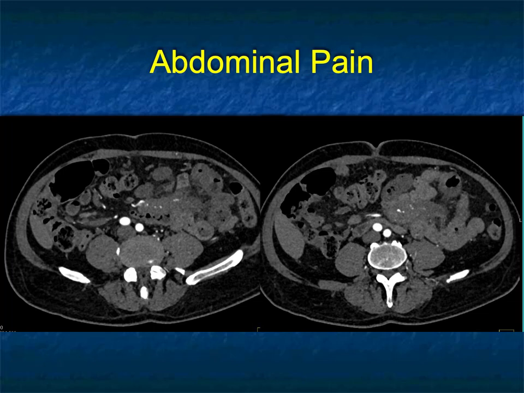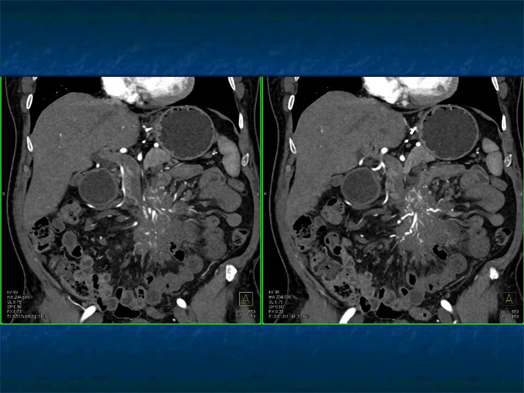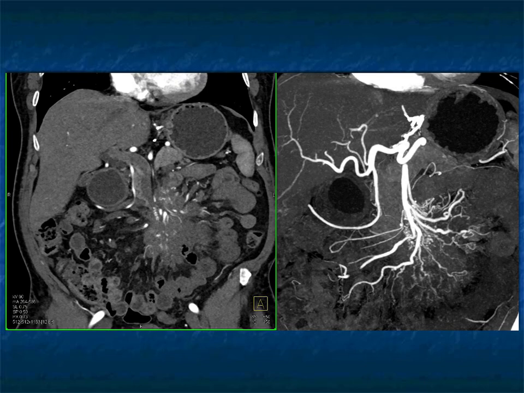What about this case? Abdominal pain. There's a mass in the mesentery, and you can see the vessels are encased. When you look at it in the coronal view, you really can see the infiltration, the encasement of the vessels, and you look at it in the MIP as well. It's really impressive. So what are we thinking about? We're thinking about something that infiltrates and encases the vessels.